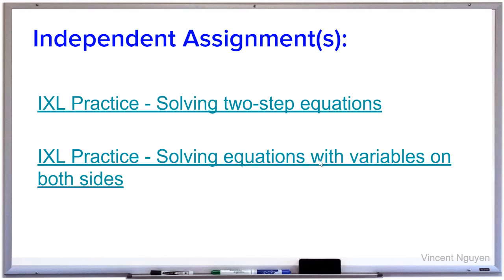And here is your independent practice assignment. I have two practice problems for you to do. One of them is solving two-step, and one of them is multi-step with variables on both sides. And I think the second one has distributive properties. So the first one is just to get you to warm up. They're pretty easy. The second one is a little bit more challenging. It's not too bad though. So try them out.